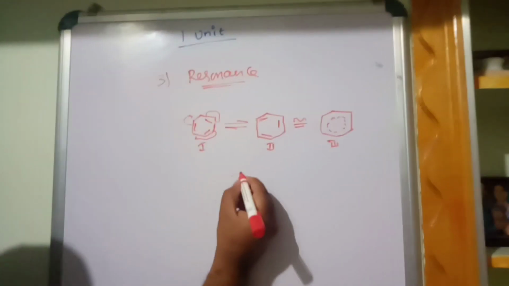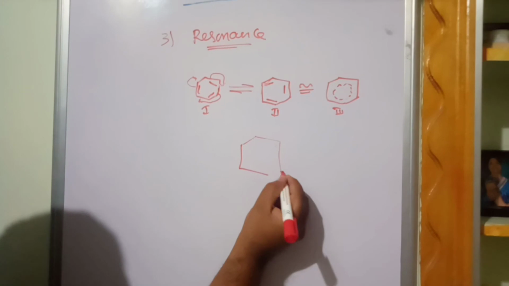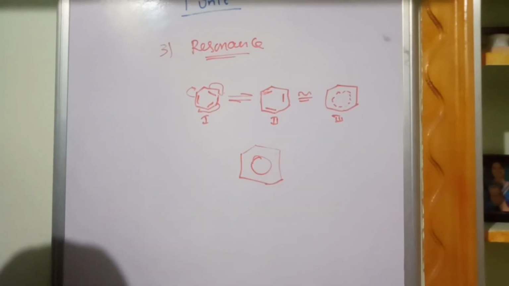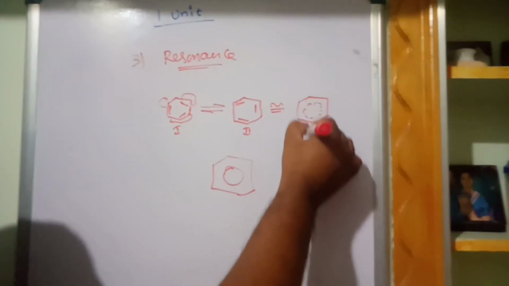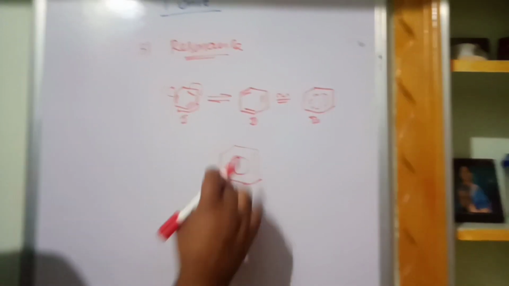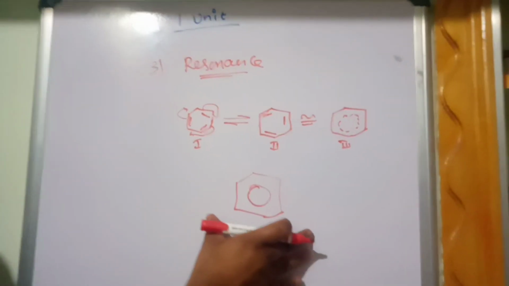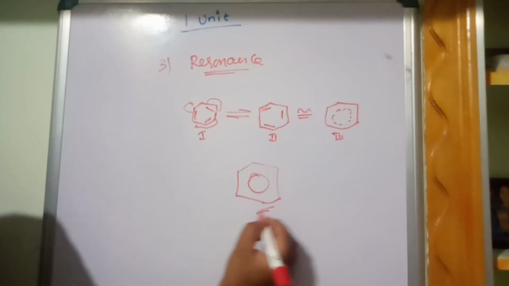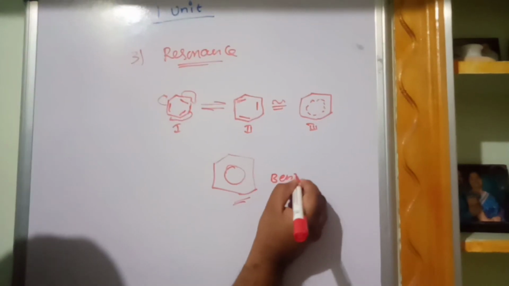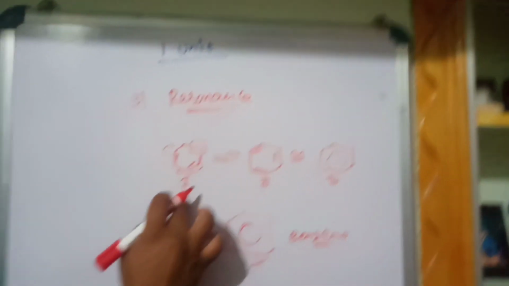In general, we write the structure of benzene commonly without double bonds, and we keep a ring. The ring indicates the delocalization of pi electrons throughout the carbons. That's why we write the ring. This is also a structure of benzene. Benzene involves the movement of pi electrons.